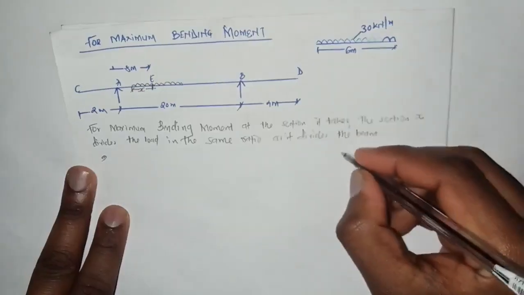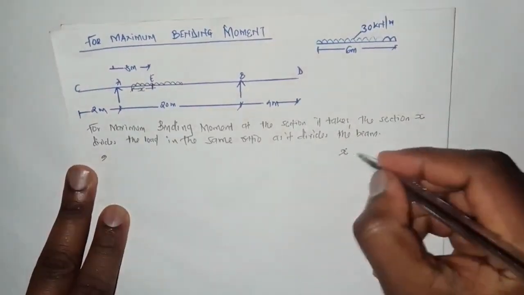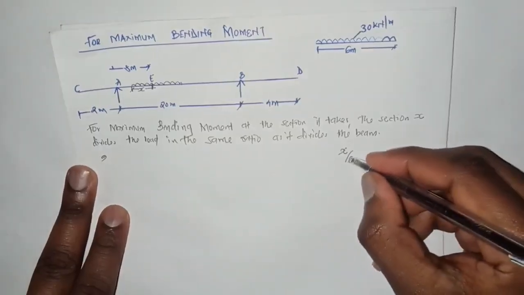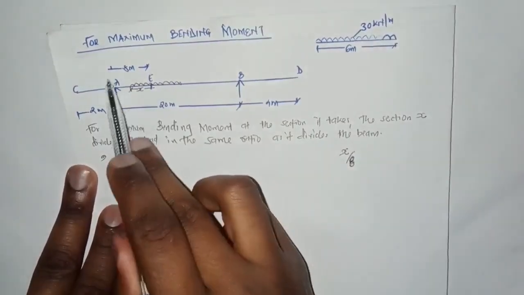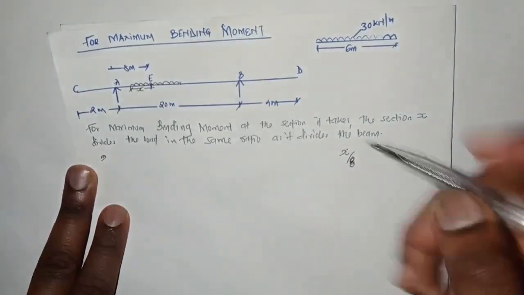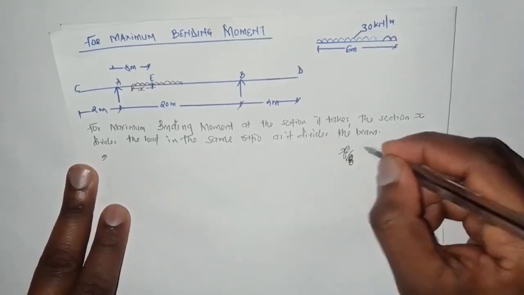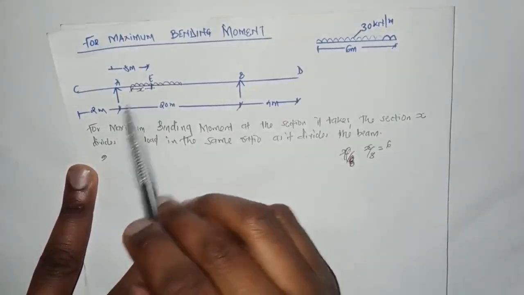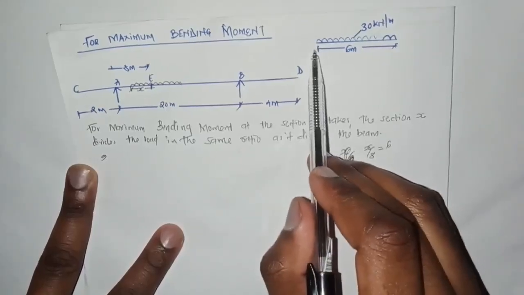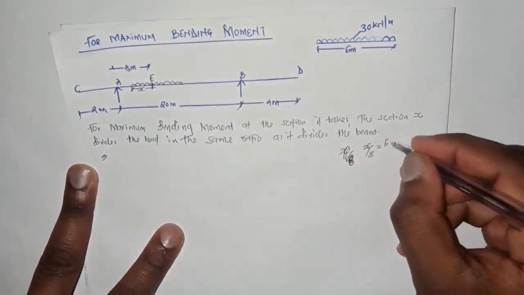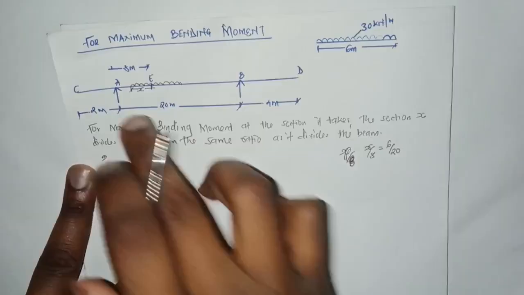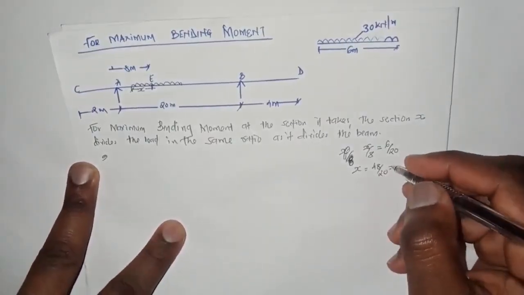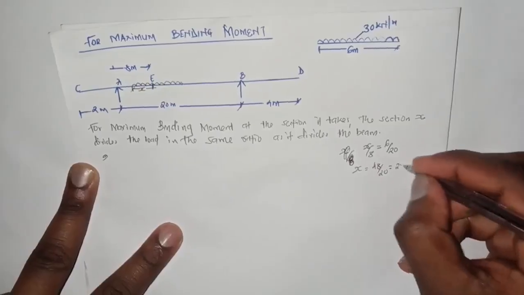Okay, let me write here: X all over 8, the distance from A to E, all over 8. Let me write again: X all over 8 equals 6 from the whole length of our load all over 20, the whole span. So we find X equals 48 all over 20, which is equal to 2.4.